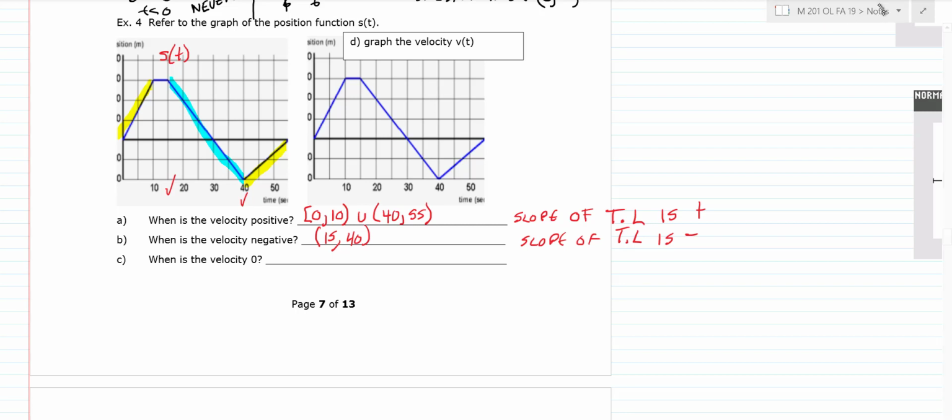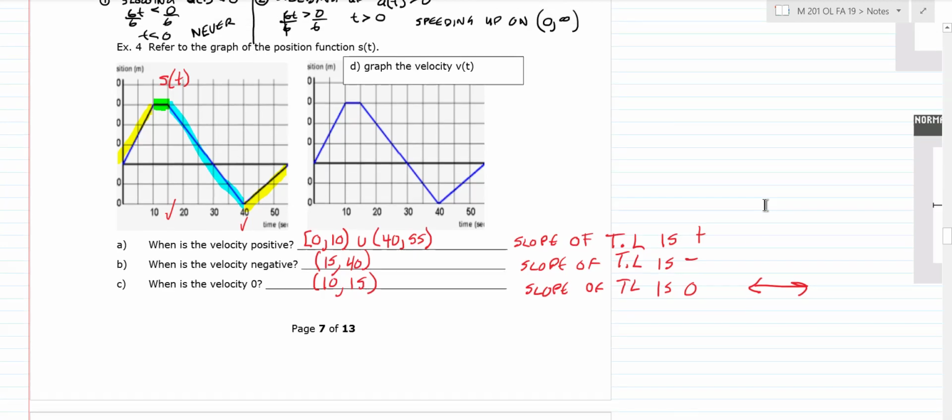When is the velocity 0? That would be when the slope of the tangent line is 0. So that would be when you have a horizontal line, so that looks like between 10 and 15 seconds, that's when the velocity is 0. And I'm not going to really include any of those endpoints when you do that. You don't have to include the 0 either. That's when the velocity abruptly changes.